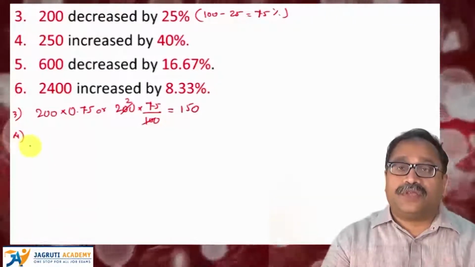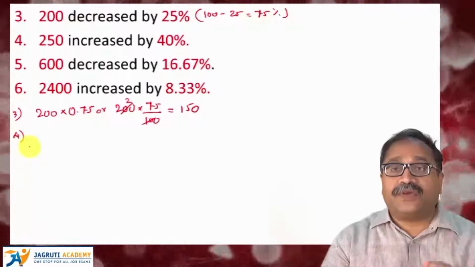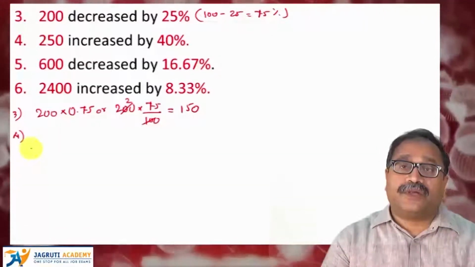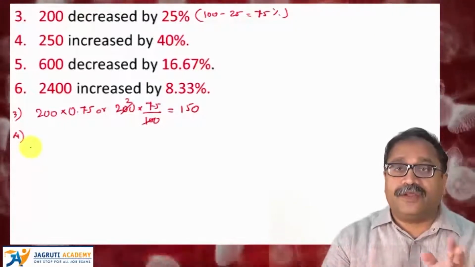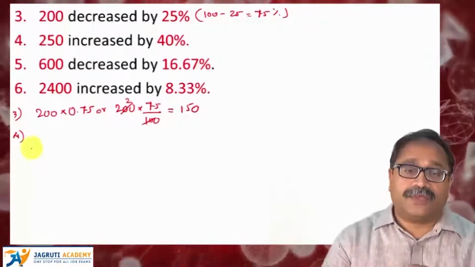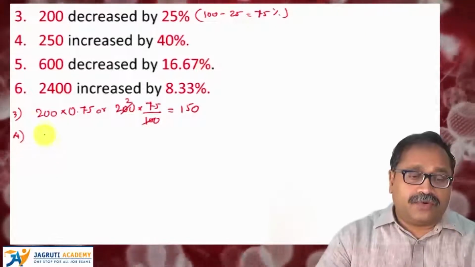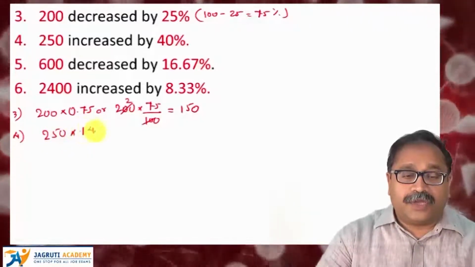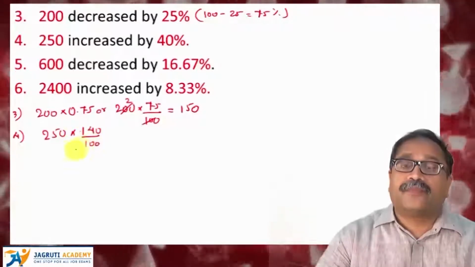250 is the original value. Now it is increased by 40%. If it increases by 40%, that means the increased value will be 100 plus 40, which is 140%. So let's take 250 into 140 by 100.